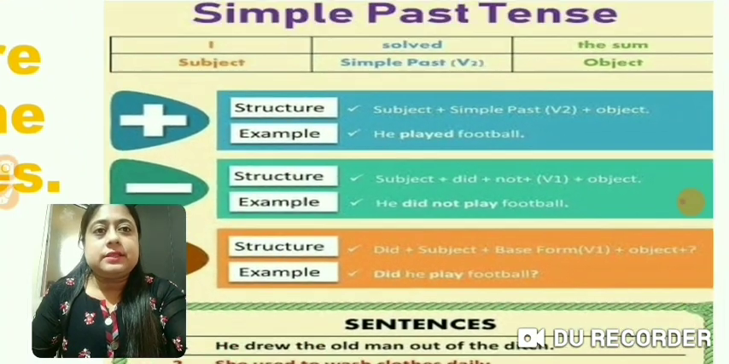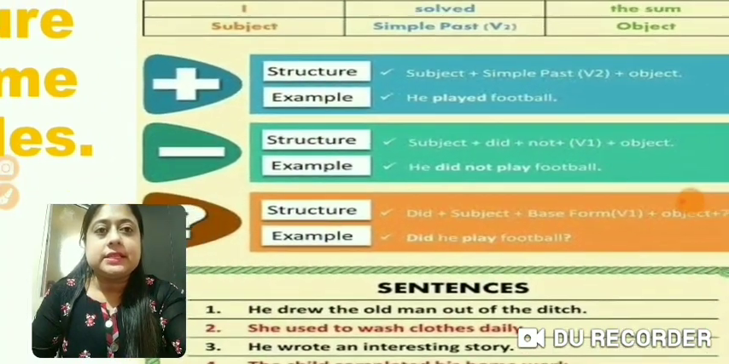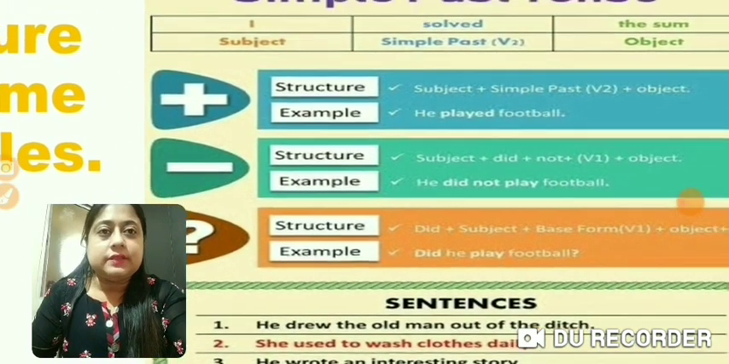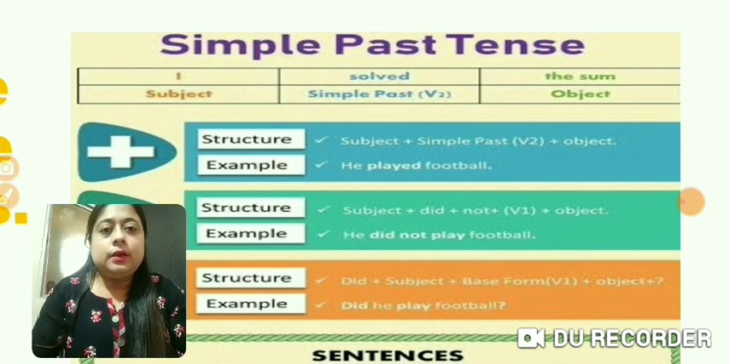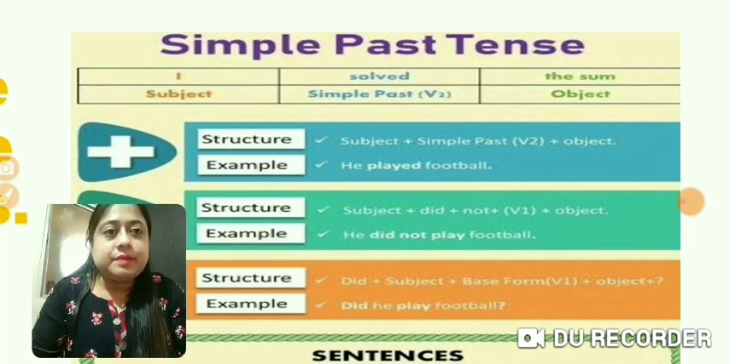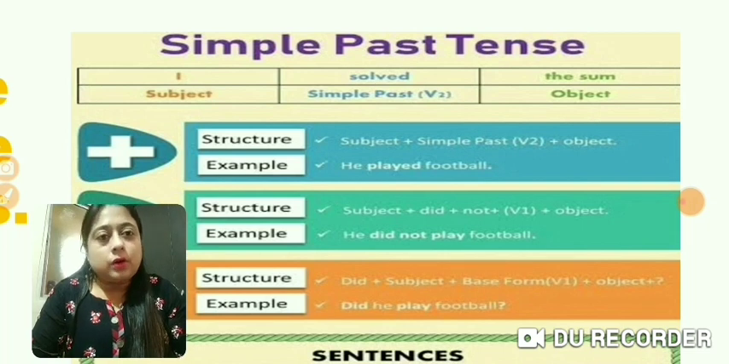Let us see some structure of simple past tense in positive, negative and interrogative form. So what is the general structure? Let us see. In the positive form, subject plus the simple past form of the verb and then the object. For example, he played football. So he is the subject, played is the simple past form of the verb, V2 form, and football is the object.